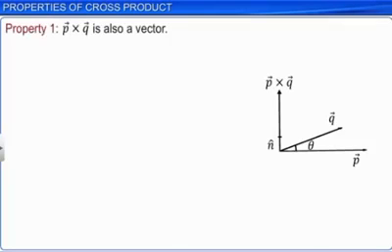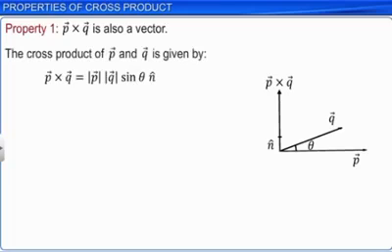When the cross product of two vectors is performed, the resultant vector can be written as shown here. Here, modulus P modulus Q sine theta is the magnitude, and n is the unit vector. So the resultant is also a vector.